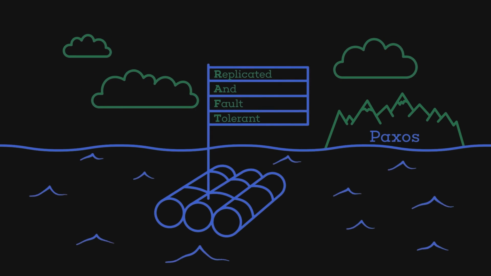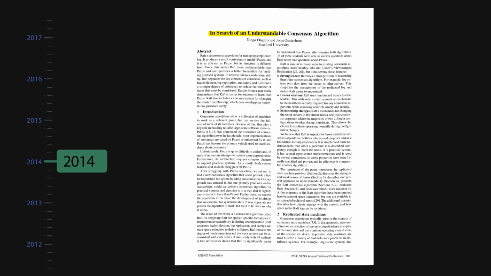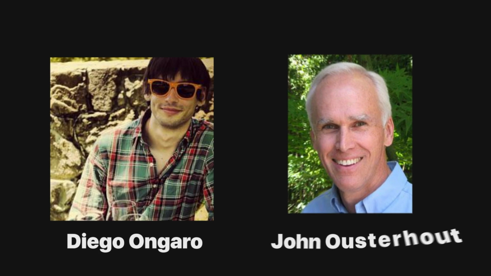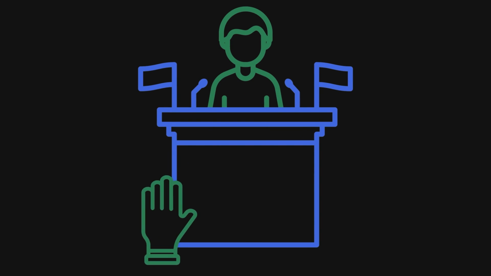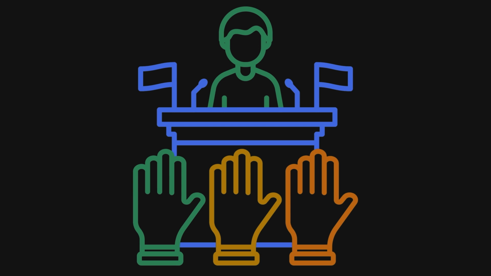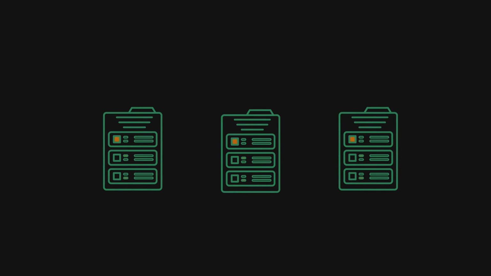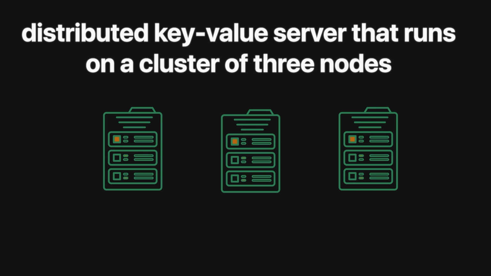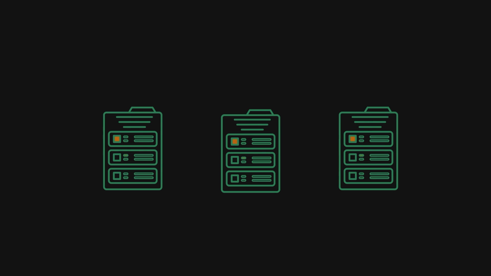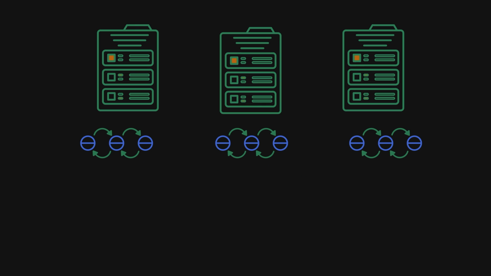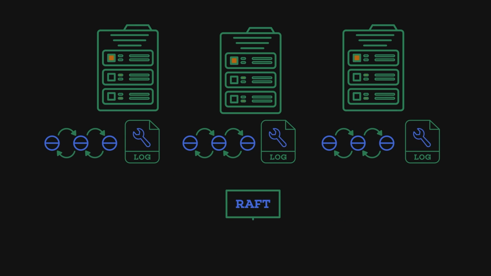Raft. Raft was first proposed in a 2014 paper titled In Search of an Understandable Consensus Algorithm by Diego Ongaro and John Ousterhout. Raft tackles the problem of consensus through single leader election and log replication. To understand how they solve consensus in a distributed system, let's imagine a distributed key value server that runs on a cluster of three nodes. Each node or replica hosts a state machine, log, and Raft protocol.